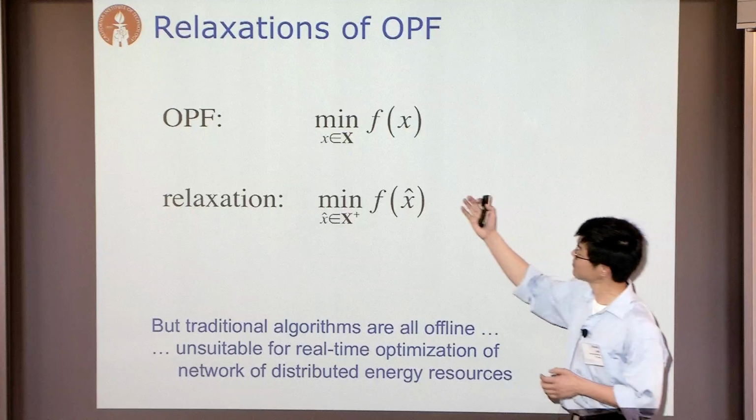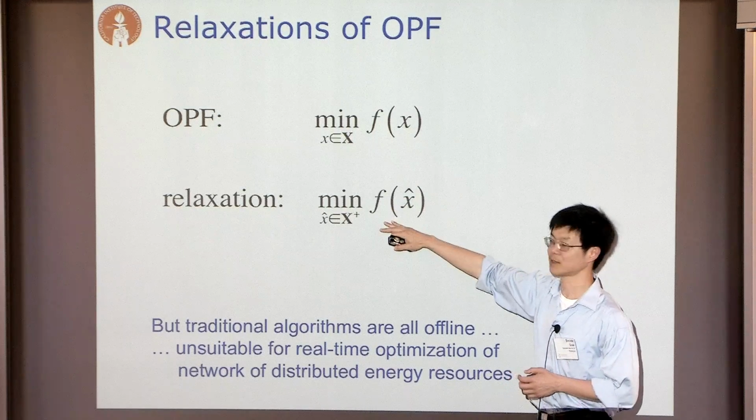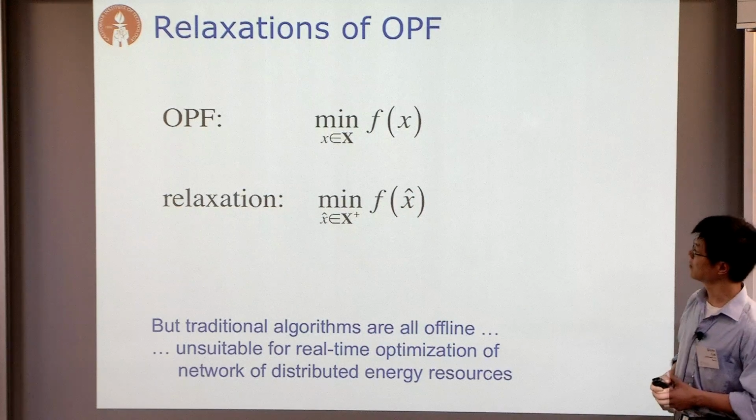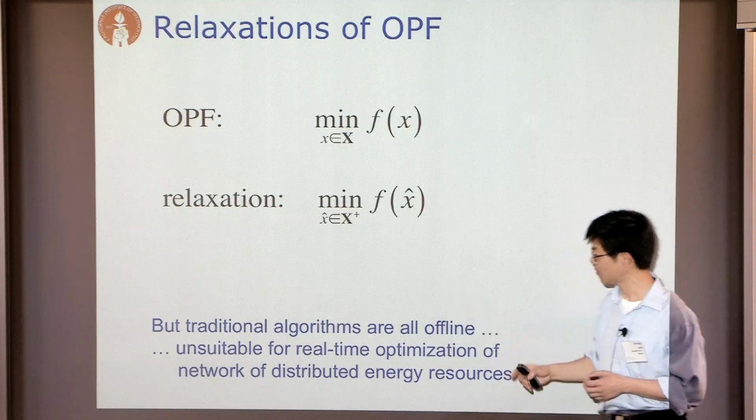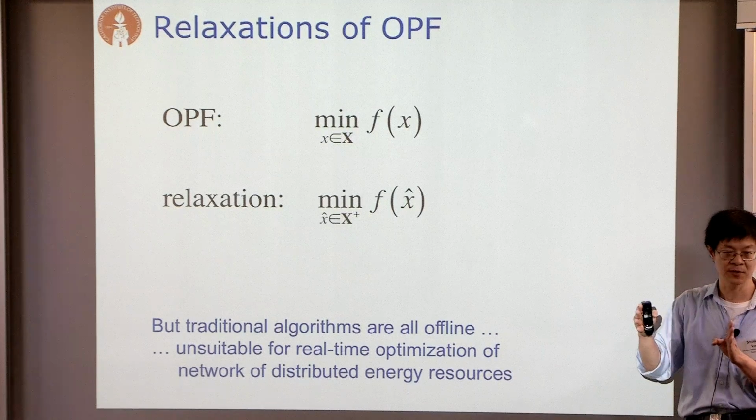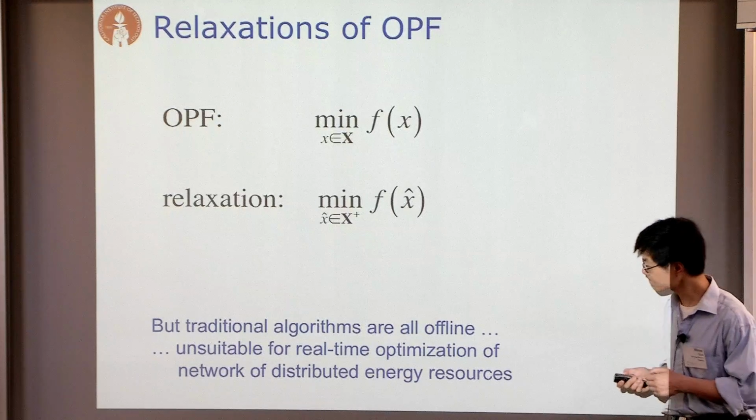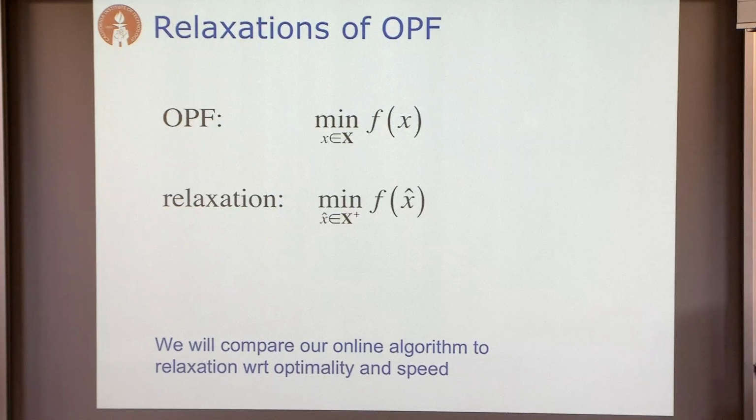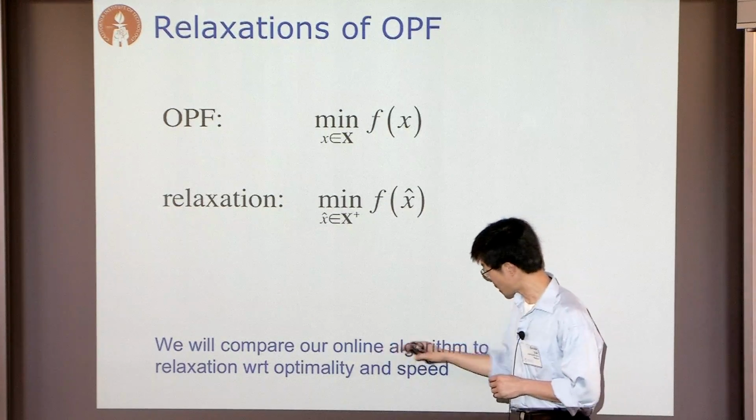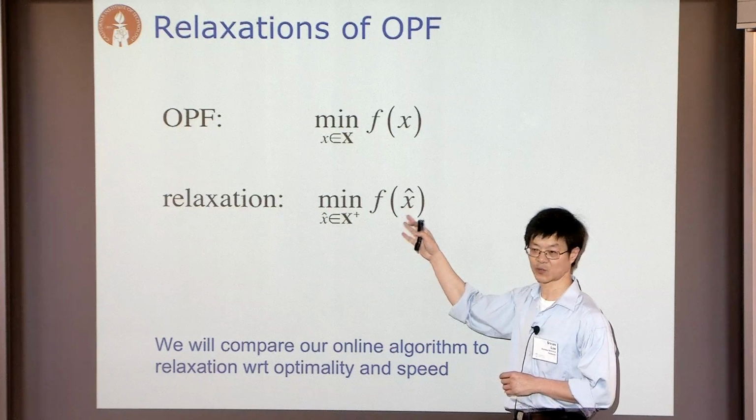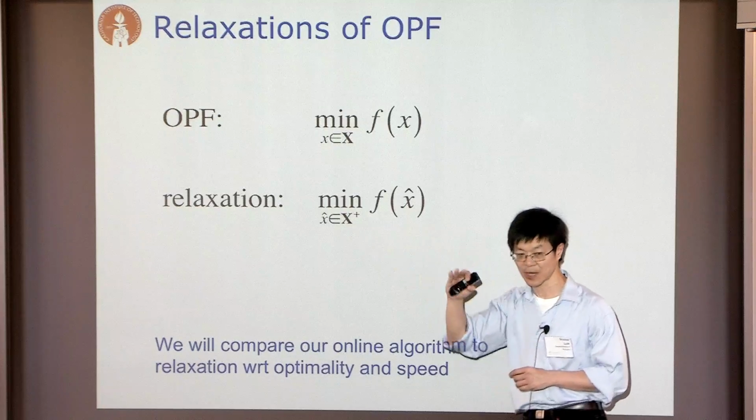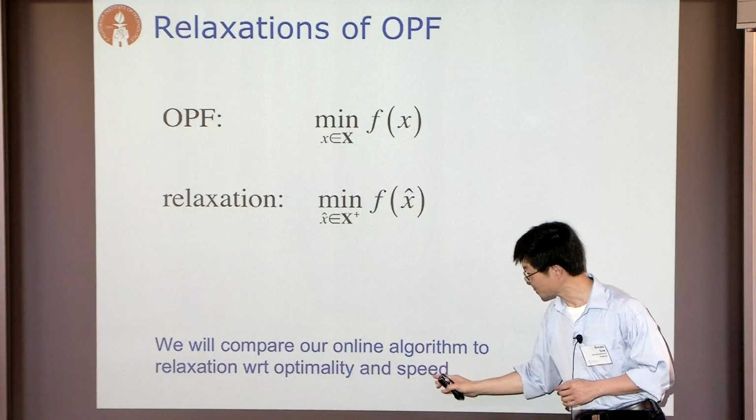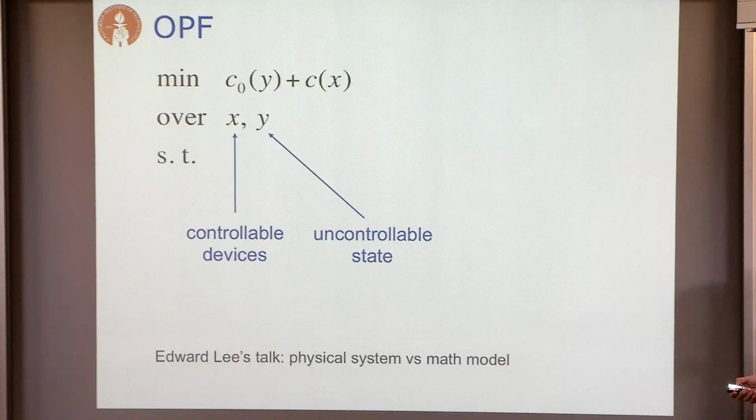So from the first part, we saw that instead of solving this, you can solve relaxation, which is OK, fine, good. But the traditional algorithm, whether you use it to solve this directly or solve this directly, are all offline, which means you compute until it converges, then you apply the solution. And therefore, it's not suitable for our purpose. But later on, I'll show you some simulations that will compare our online algorithm with this offline algorithm. So we'll compare if you offline solve the relaxation, you check you indeed get optimal solution, and you compare the optimality and the computation time for the online algorithm.